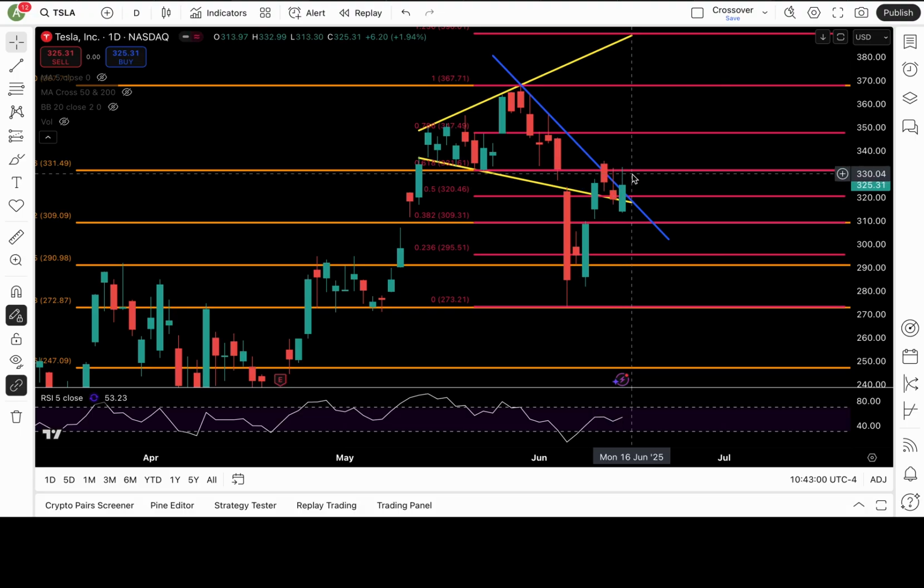That's why if 331.6 and 333 clears, I would be very bullish. But if 320.5 fails again, dead cat bounce. And I would feel a lot more confident in being bearish with the gap fill around 309-ish to be filled and possibly drop even lower.